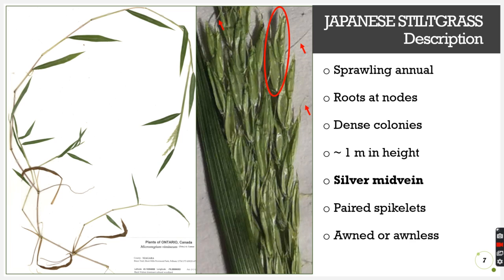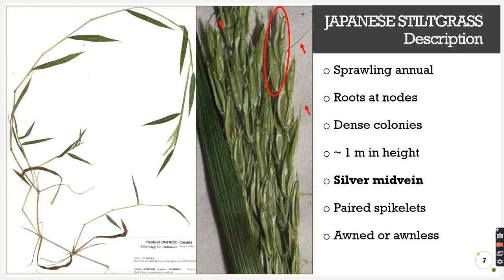Okay, moving on to species description. Japanese stiltgrass is a sprawling annual, and as Jessica mentioned, it's capable of rooting at its nodes. If you do any research on this species, you may come across a paper by Erin that describes several populations of a perennial form with rhizomes. However, this is an error derived from a misidentification of the native white cutgrass, or Leersia virginica.